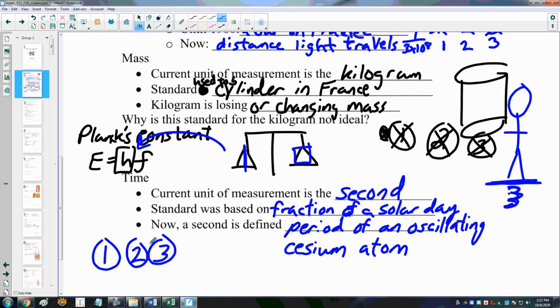So now we have all 3 of our standards for measurements for length, mass, and time based on these physical standards: based on the speed of light for length, based on Planck's constant for mass, and also on the period of an oscillating cesium atom for time. And that is ideally what you want to have for standards of measurement.